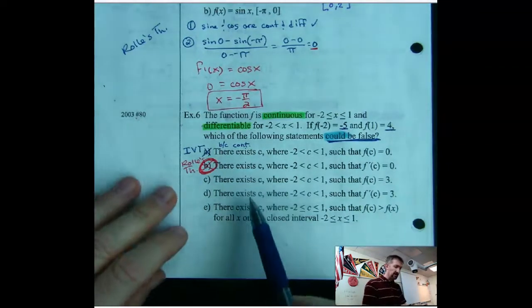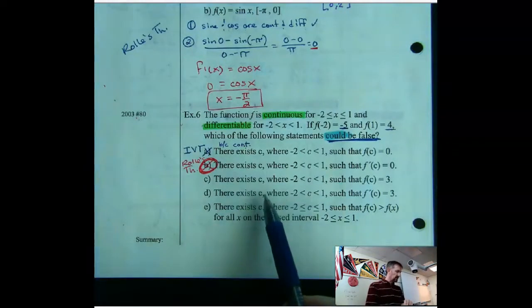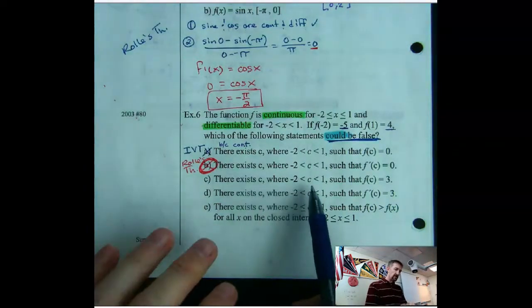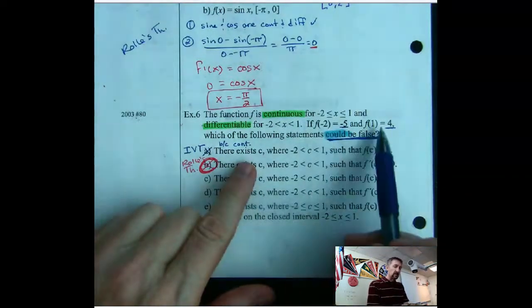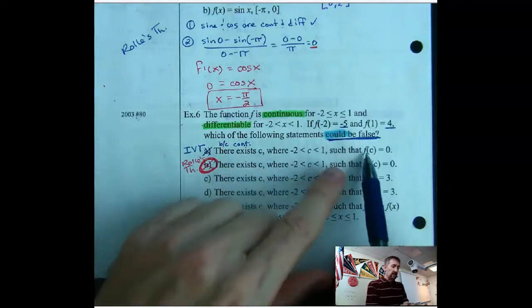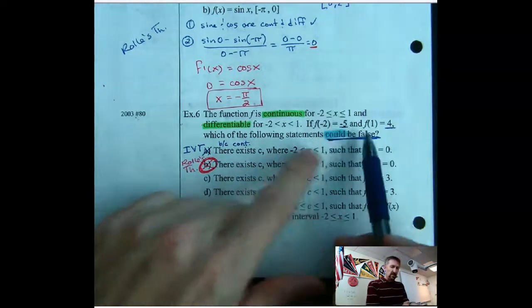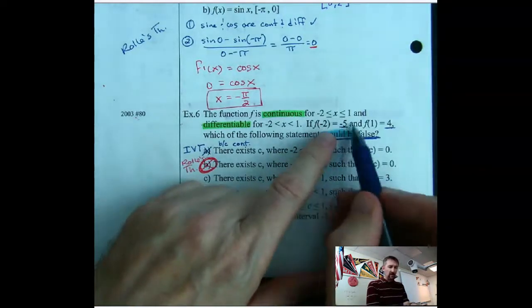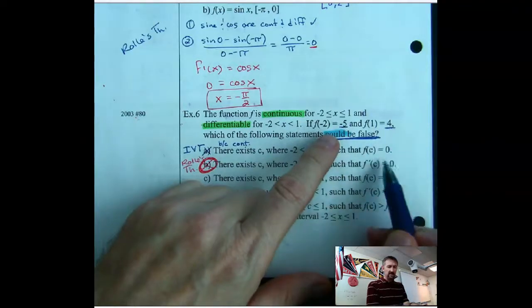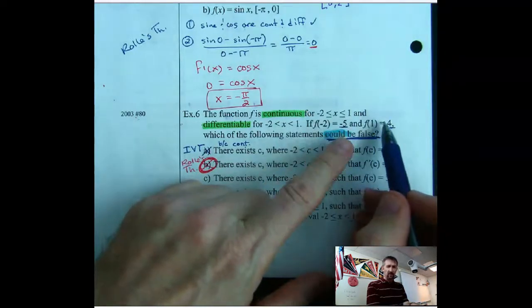But let's keep going. There exists somewhere in between there. Oh, was I looking at the wrong thing? Sorry about that. Up here, when I said I was looking at negative 2 to 1, actually, I should have been looking at negative 5 to 4. But still, somewhere between negative 5 and 4, it has to be 0. It's the same reason. I just was looking at the wrong numbers. It just happened to be true for both of them.